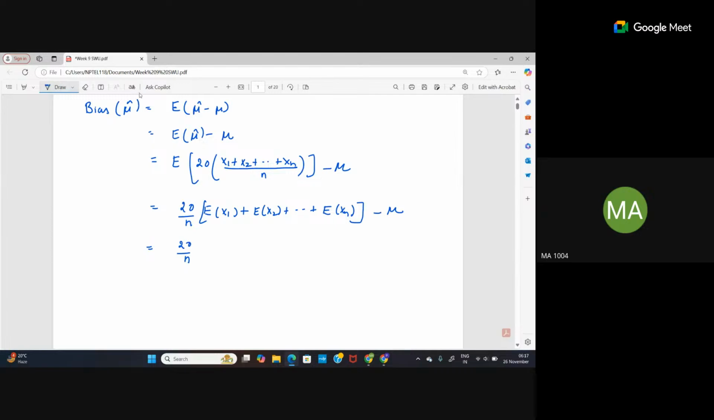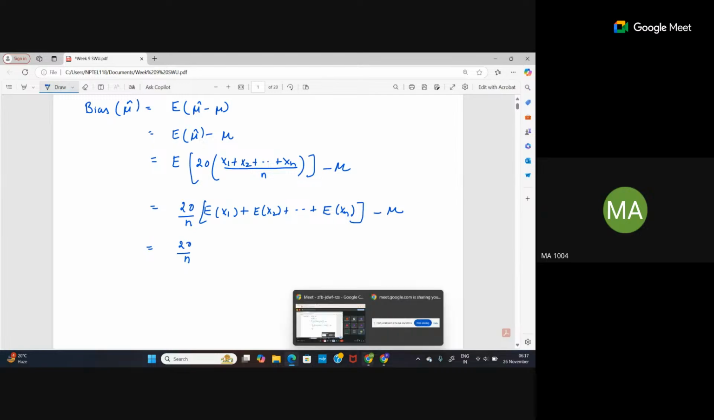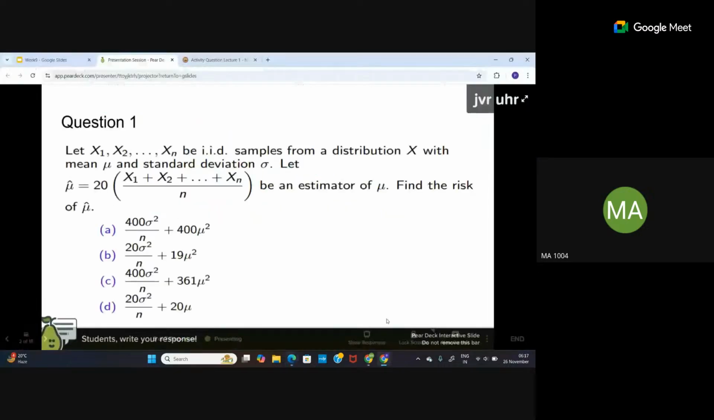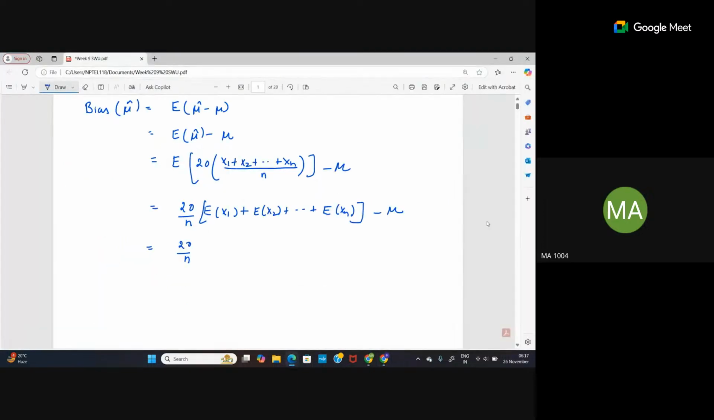Yeah. In the question we can see that all are IID random variables with mean mu and standard deviation sigma. So each of the random variables x1, x2 up to xn has mean mu. You have to add mu n times, so it will be n mu. So it will be 20 mu minus mu, so bias will be equal to 19 mu, right? Is it clear? Yes, ma'am. Okay, now we have to find out the variance.